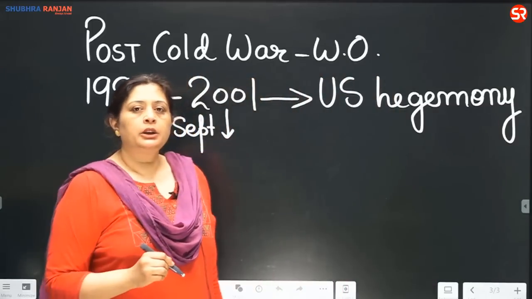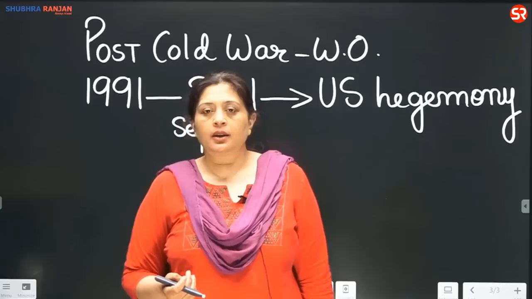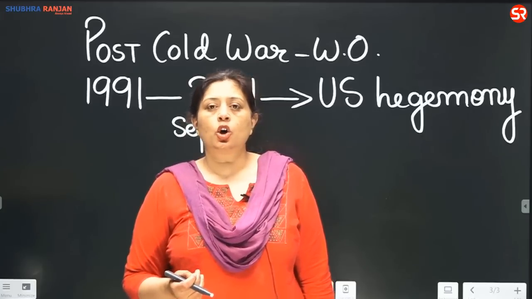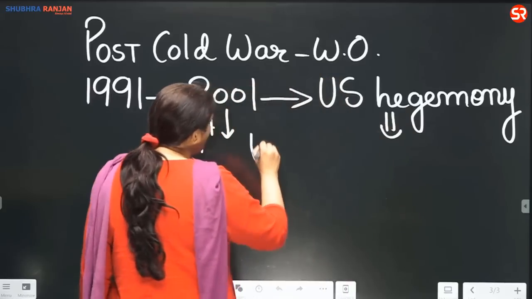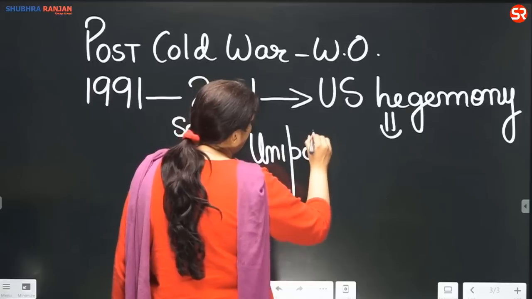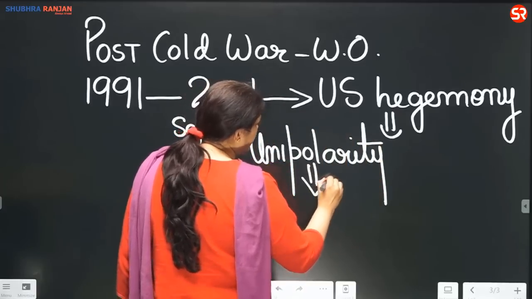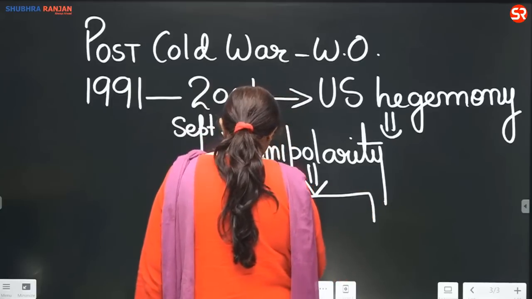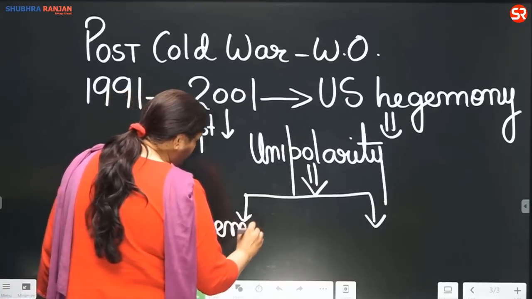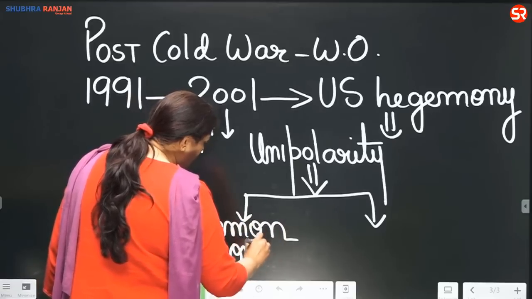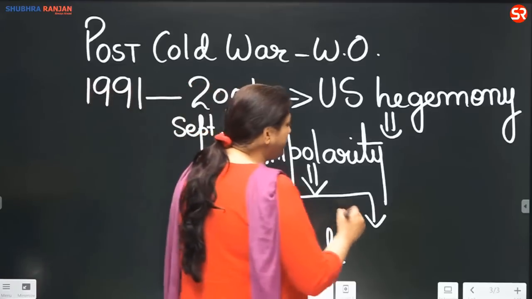Now, if we go by the polarity of power thesis given by Kenneth Waltz or Mearsheimer, we can always say that unipolarity is never stable, because unipolarity results in two things. The first thing is the hegemon overstretches itself, and the second is the rise of free riders.